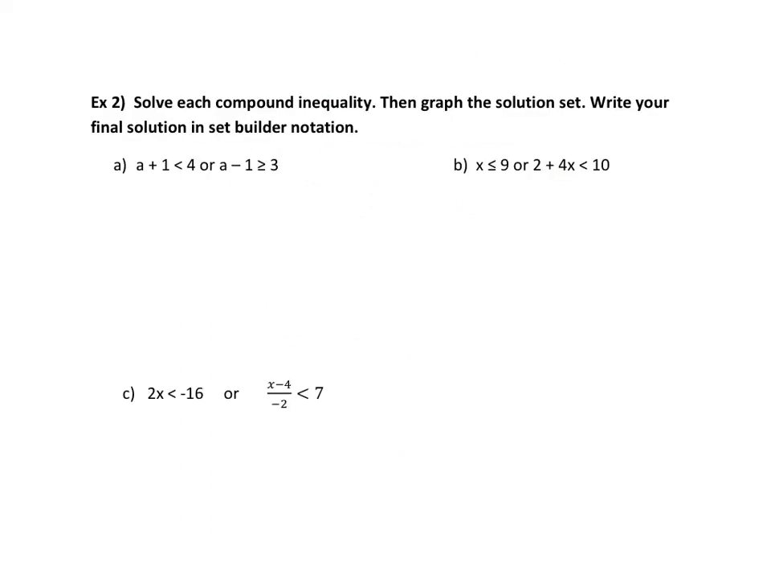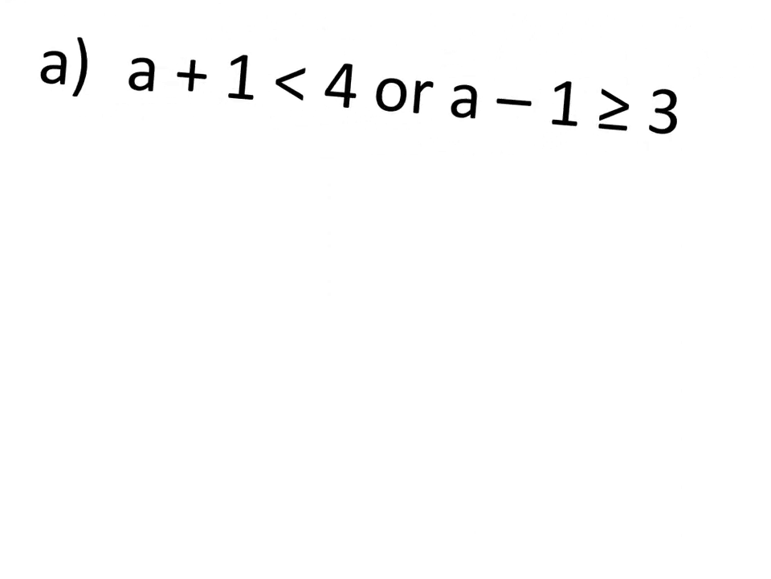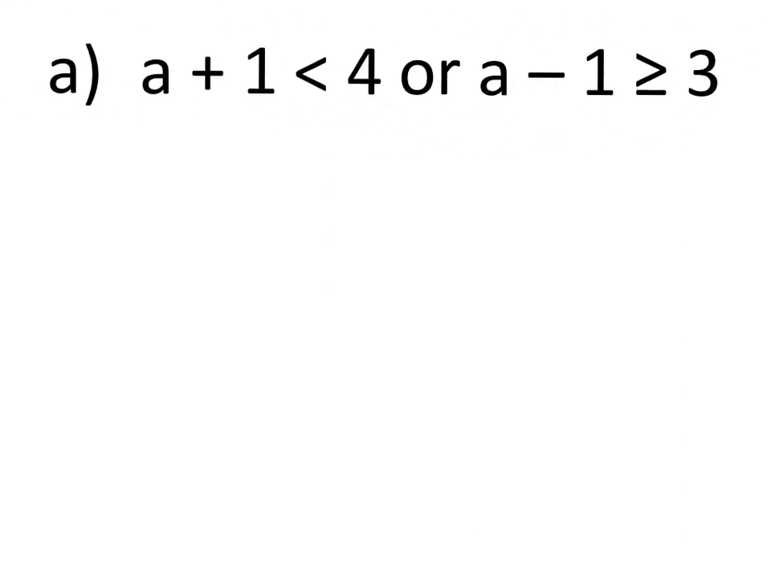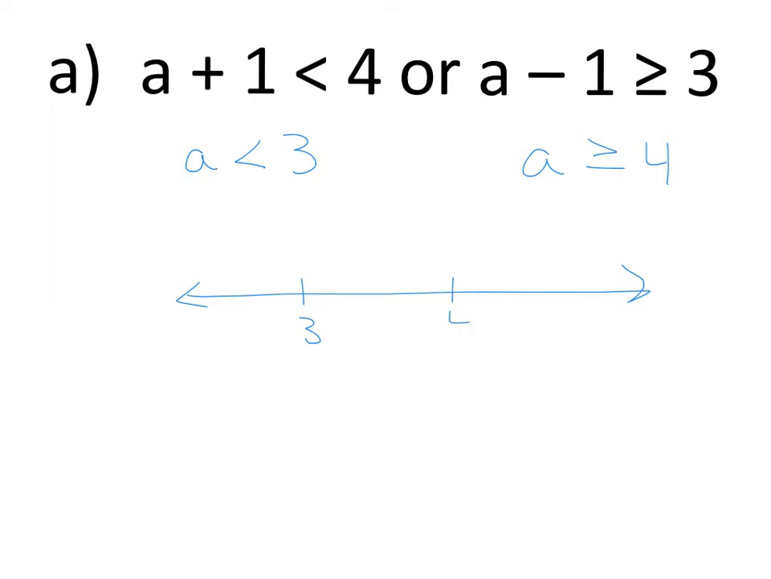Solve each compound inequality, then graph the solution set and write your final answer in set builder notation. Let's zoom in on the first one. We're going to solve for A. Notice we've got two different inequalities. We'll solve this one first, then this one. On this, we subtract 1 from both sides and get A is less than 3. On the second, we add 1 to both sides and get A is greater than or equal to 4. So we graph 3, 4.